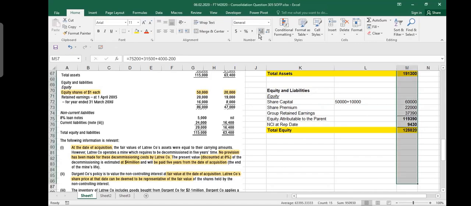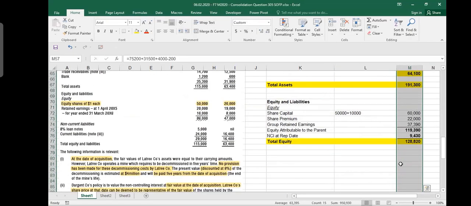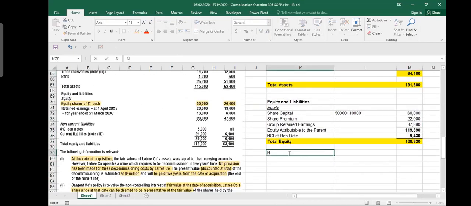I'll make them space, and then I'll remove them so that we have numbers written clearly. Then you have non-current liabilities. Usually this is your format, non-current liabilities, in millions. And what are the non-current liabilities here? It says 8% loan notes, 5 million.